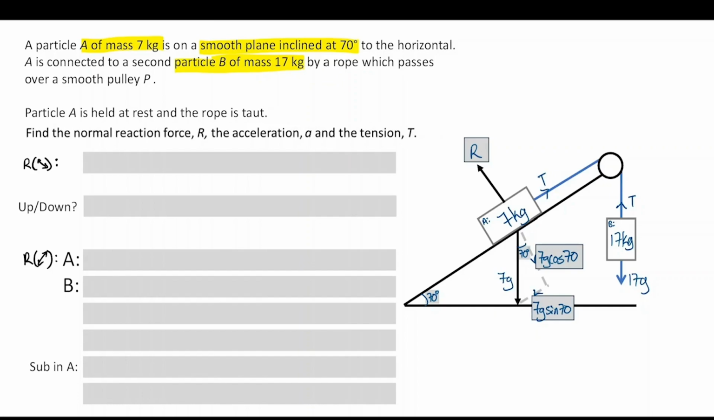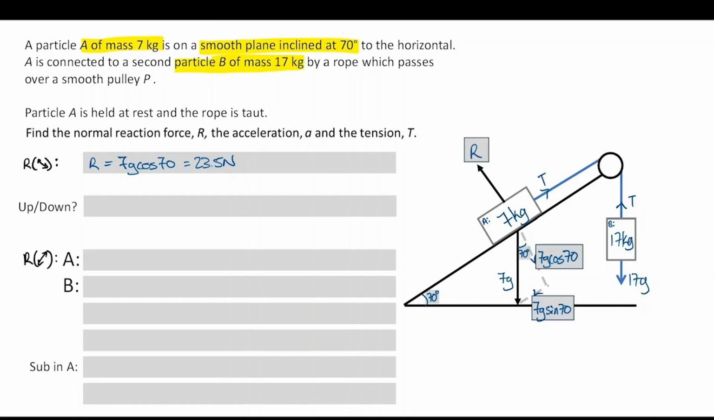First, we're asked to find the normal reaction force. Well, I can resolve perpendicular to the slope for A, and that will give me an expression for R. So R is going to equal 7g cosine 70. Okay, into the calculator, and to three significant figures, I get 23.5 newtons.